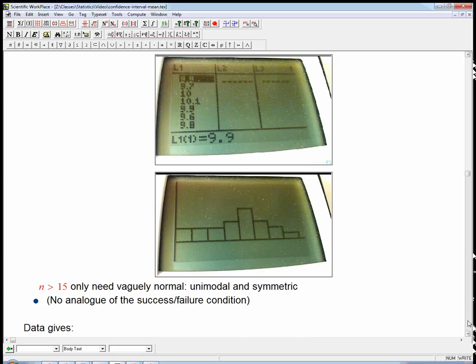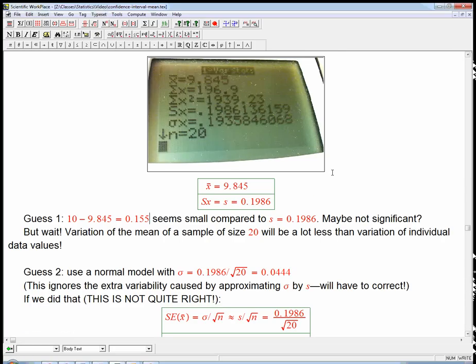We can quantify that using the one-bar stats. Back to here. Notice the Sx of 0.1986 up here, and I've got it down here. So here's the mistake I made in class. It seems like 0.155 is pretty small compared to 0.1986. So maybe this variation that we're seeing isn't very significant. Wait a minute. This is a really important issue. I'm almost glad I made the mistake.